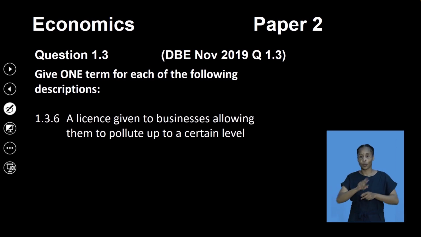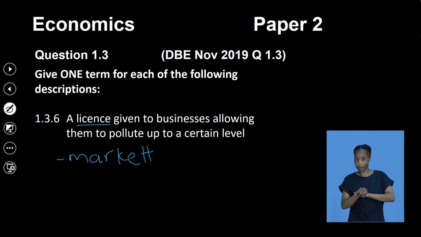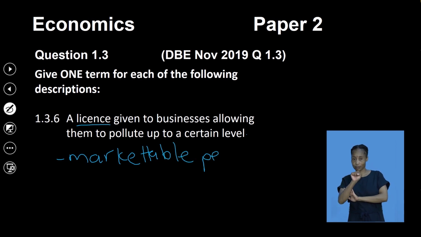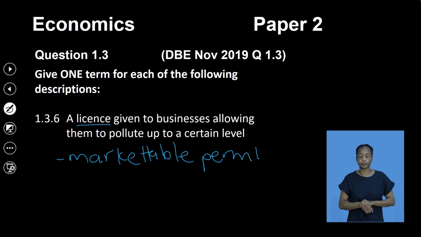It says a license given to businesses allowing them to pollute up to a certain level. The answer here is marketable permits. Marketable permits there. Right, so that is our answer.